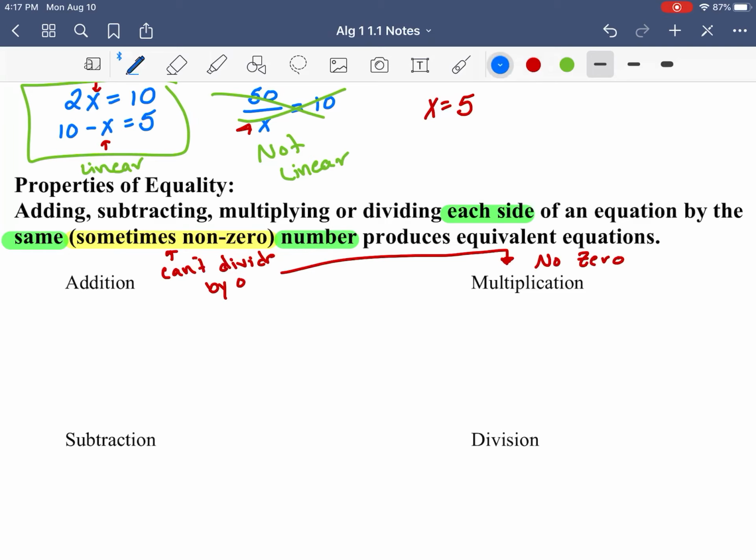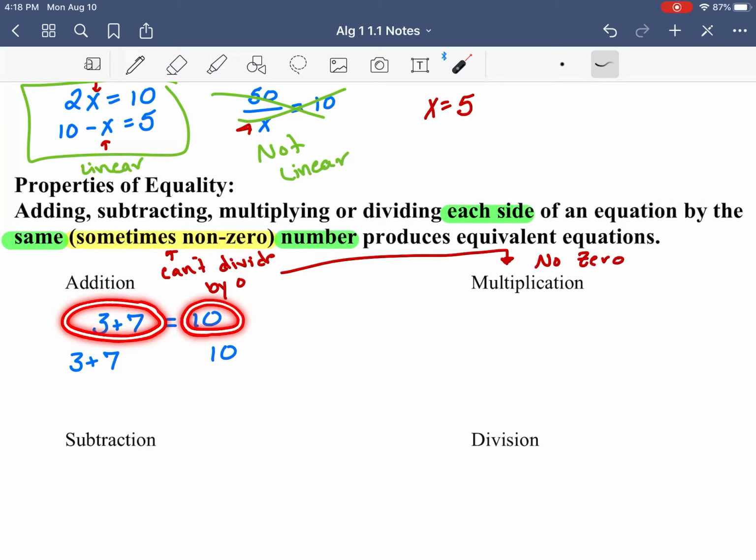Okay, so basically what this boils down to is, if I have an equation, let me give you a true equation. 3 plus 7 equals 10. Now, an equation has 2 sides. Here's a side, the 3 plus 7, here's the other side, the 10.